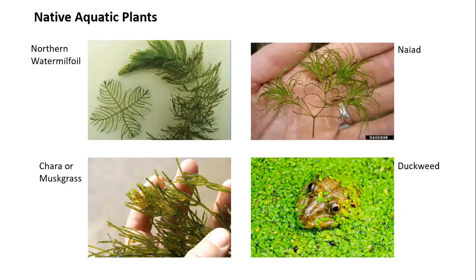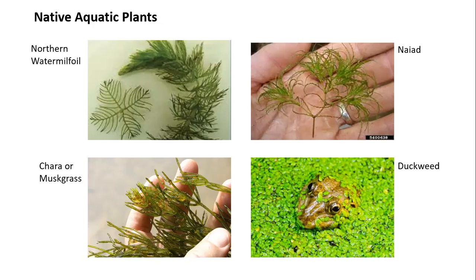And then Chara or muskgrass. So this one is pretty easy to confuse with starry stonewort. They look pretty similar in appearance, but the leaves of Chara or muskgrass aren't quite as long or gangly as starry stonewort. And when you crush that plant, you're really going to notice that musky odor.